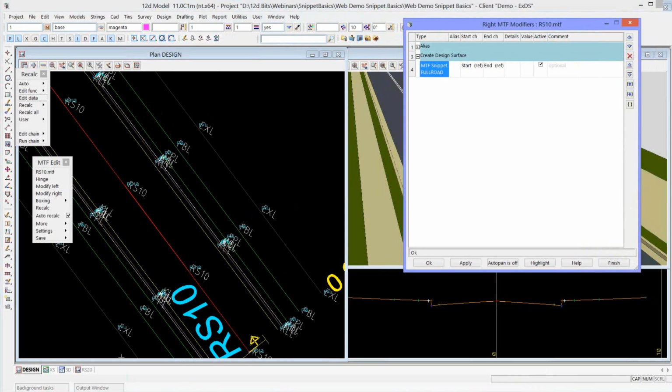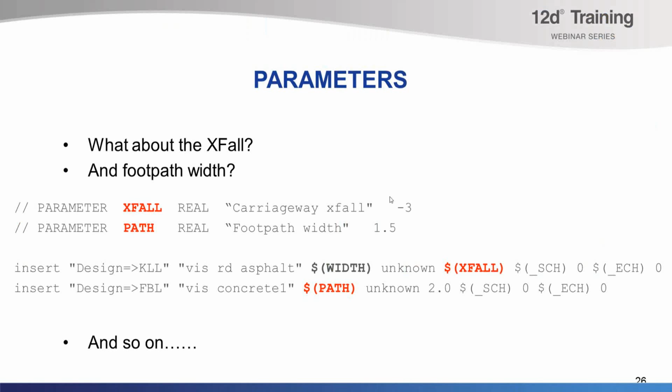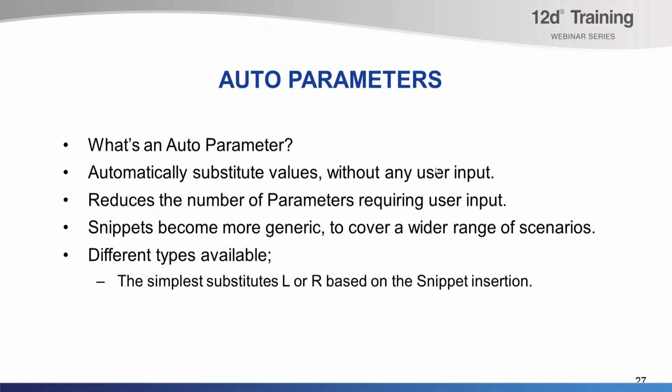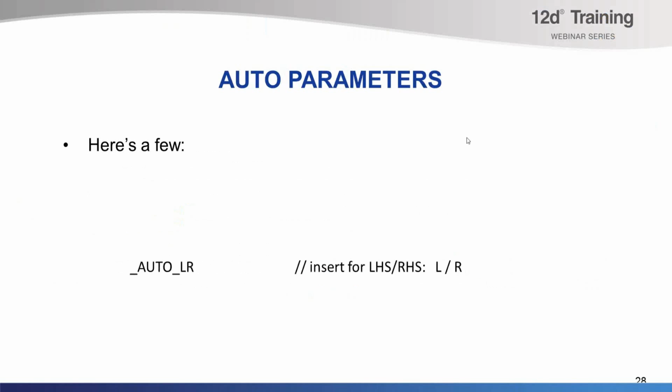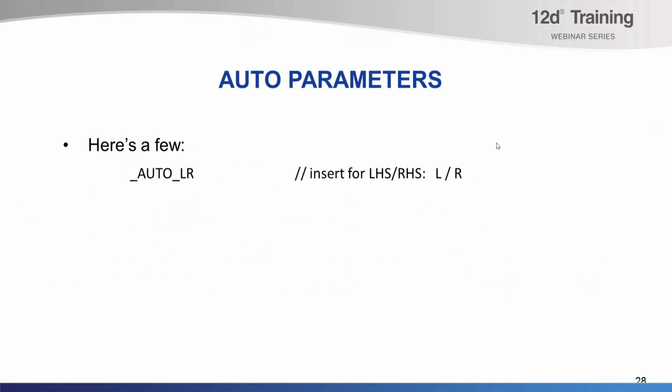Now, as you notice, we've still got our left in here, still hard-coded in our snippet. So let's take a look at how we can actually fix that. This is where we mentioned auto parameters. Now, we could put the left and right in as a parameter, so someone has to type in left side, right side, that type of thing. It gets a bit messy. What we can actually use is an auto parameter. The simplest one is just substituting L and R, and that'll be based on whether it's in the left-hand side modifiers or the right-hand side modifiers. It makes it a lot easier. It means we can have one snippet that will work on the left side of the road, and it'll also work on the right side of the road.